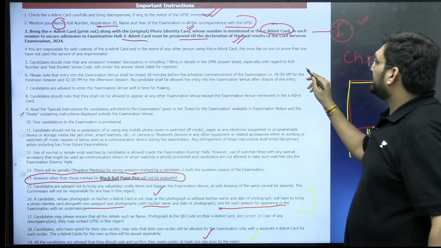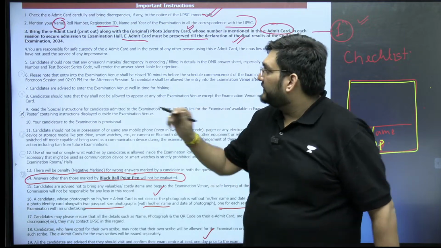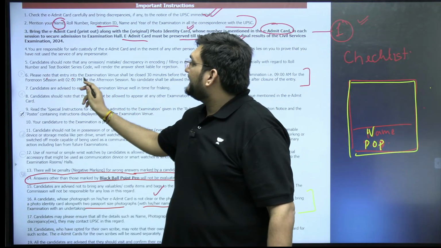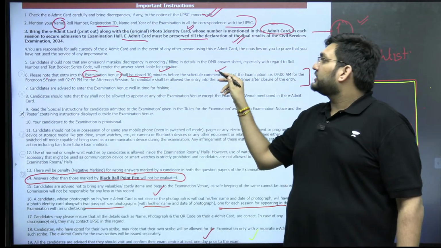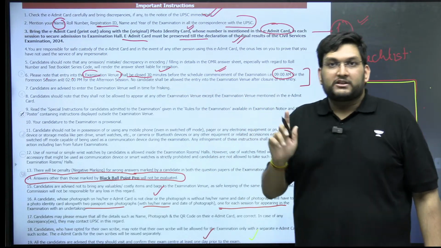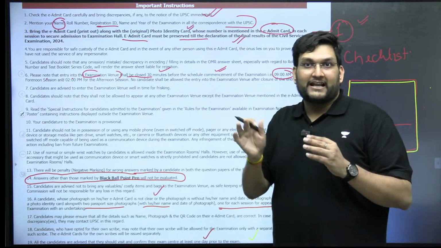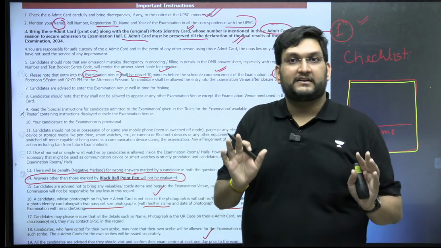Last but not the least, this is important: 30 minutes. It says, please note that entry into the exam hall shall be closed 30 minutes before the scheduled commencement. That is 9 AM and 2 PM. For the first paper, after 9 nobody's entry is going to happen, and in the CSAT paper, after 2 nobody's entry is going to happen.